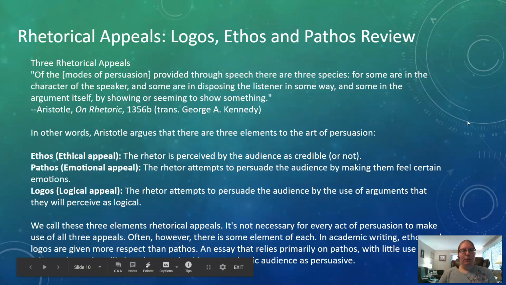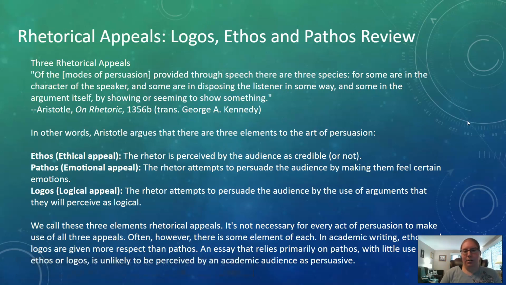of the modes of persuasion provided through speech, there are 3 species. For some are in the character of the speaker, some are in the listener in some way, and some are in the argument itself. And that is from Aristotle on rhetoric. So in other words, Aristotle argues there are 3 elements to the art of persuasion. And of course, we're all familiar with these.